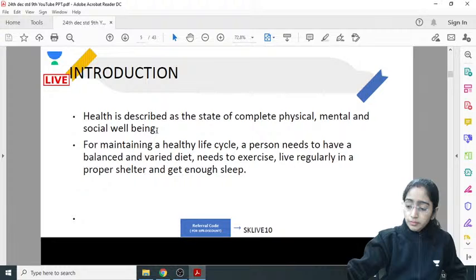Health is described as the state of complete physical, mental and social well-being. For maintaining a healthy life cycle, a person needs to have a balanced and varied diet, needs to exercise regularly, live in a proper shelter, and get enough sleep. Right? If I am not suffering from any fever or something, but I am mentally stressed, will I be called healthy?